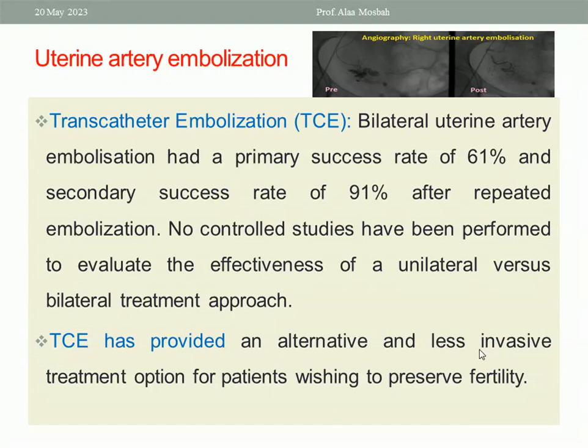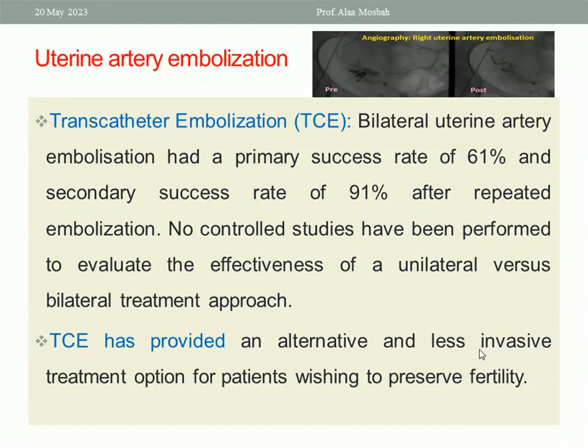No controlled studies have been performed to evaluate the effectiveness of unilateral versus bilateral treatment approach. This is a matter of research, and I hope many gynecologists can do these researches. What is the difference between unilateral embolization and bilateral embolization? And what is the effect of embolization according to the material used? Okay? And what is the success rate in primary and in secondary embolization?